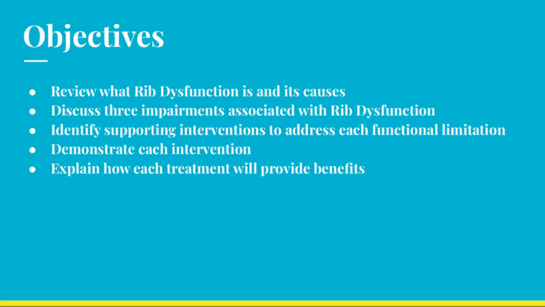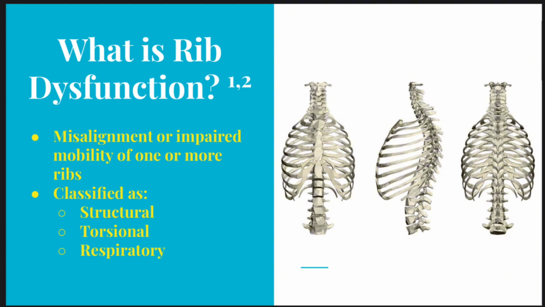So for our objectives today for this presentation, we're going to review what rib dysfunction is and its causes. We're going to discuss 3 different impairments that are associated with rib dysfunction. We'll identify supporting interventions to address each functional limitation, demonstrate the intervention, and then explain how each treatment will provide benefits to the patient. So to start off, we're going to talk about what is rib dysfunction.